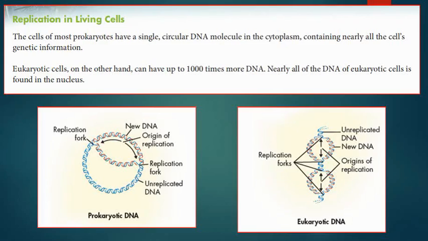Replication looks a little different in prokaryotic and eukaryotic DNA. In the cells of most prokaryotes, DNA is a circular molecule found in the cytoplasm. Eukaryotic cells, however, have up to 1,000 times more DNA, and nearly all of the DNA is found in the nucleus.